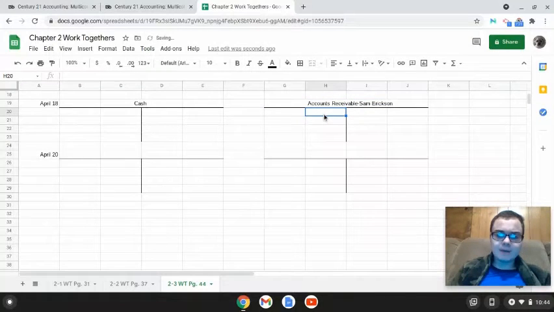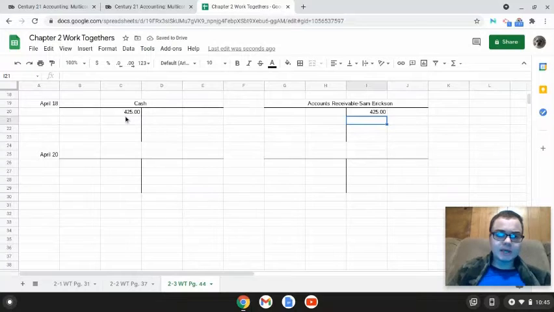All right, now we have to figure out what account gets debited and what account gets credited. The transaction read that we received cash on account from Sam Erickson and the amount was $425. Anytime that we are receiving cash, that means that our cash account is going up or being increased. So for this transaction, we are going to debit cash for $425, and then we're going to credit accounts receivable, Sam Erickson, for the same amount.